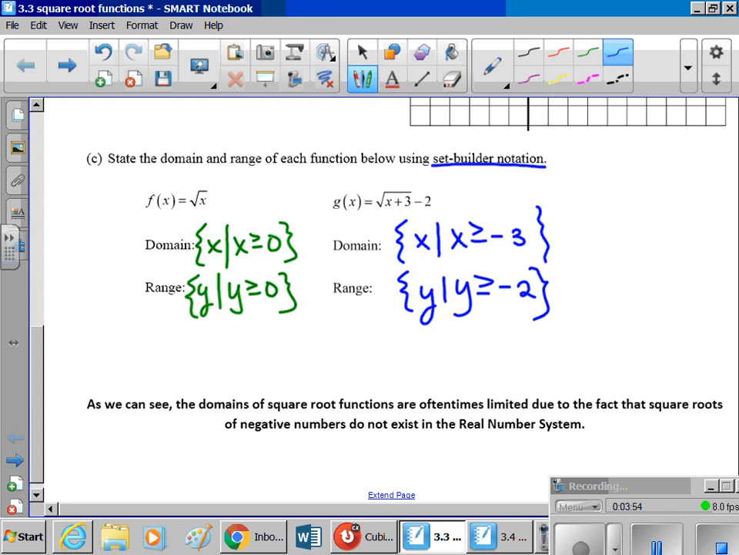Going back to domain and range, that should not be overly difficult for you. But as we can see, the domain of square root functions is oftentimes limited. So my apologies, there should be a space in here. Limited due to the fact that square roots of negative numbers do not exist in the real number system. So that's why if you look at your tables, you will have errors for the negative numbers, or the numbers that make the value under the square root negative. All right, so when you're ready, I'll meet you at exercise 2.